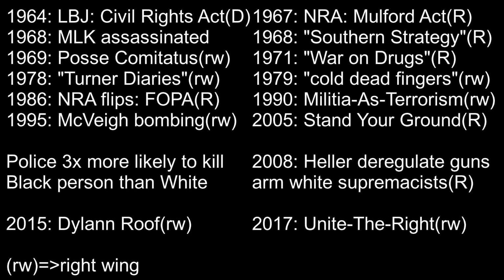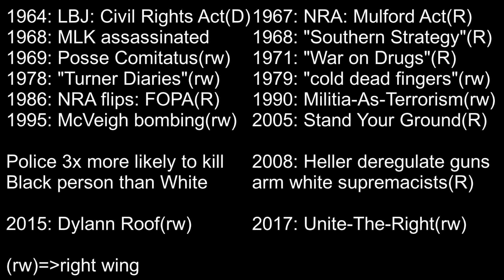1978, the Turner Diaries, white supremacists overthrow government, commit genocide. 1979, "they can take my gun when they pry it from my cold dead fingers" bumper sticker. 1986, NRA flips and now supports deregulation of guns. Supports FOPA 1986. 1990s, militia and terrorism extremist groups rapidly expanded in the 90s. 1995, Timothy McVeigh, white supremacist, blew up federal building. 2005, Stand Your Ground law passed in Florida.